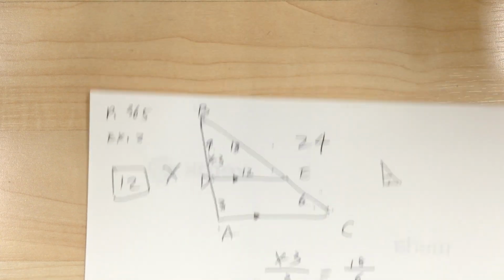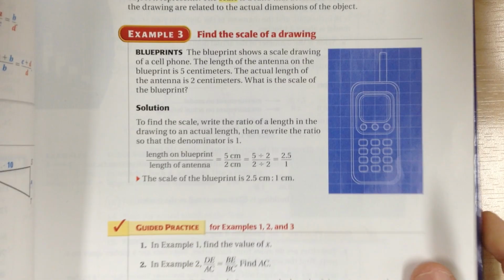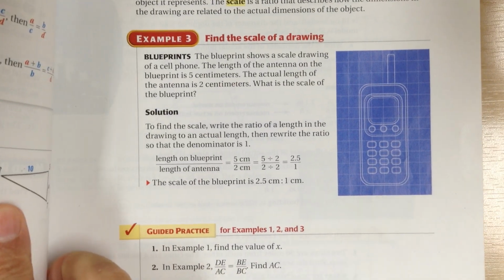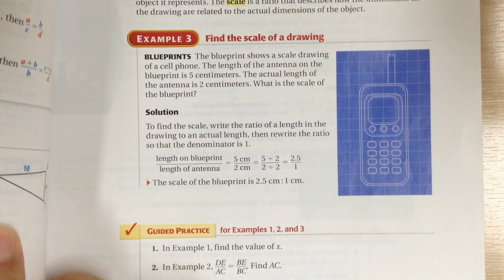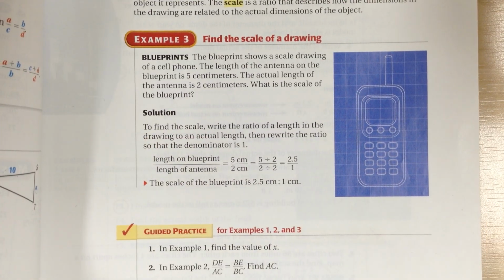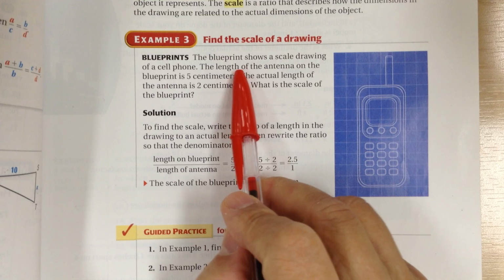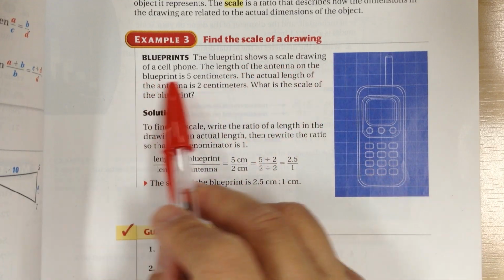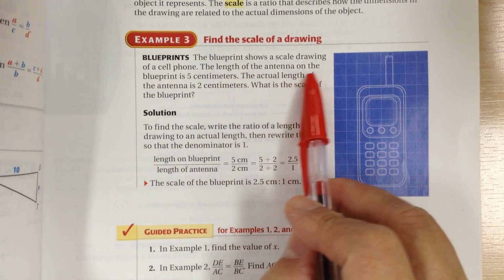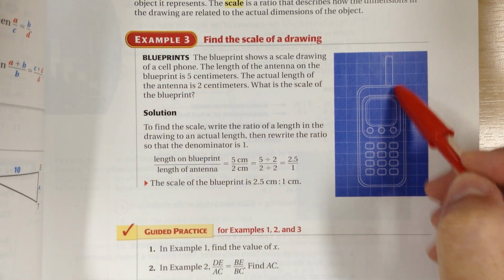Okay, now let's go to example 3. Okay, from the scale of a drawing, blueprint. The blueprint shows a scale drawing of a cell phone. The length of the antenna on the blueprint is 5 centimeters.